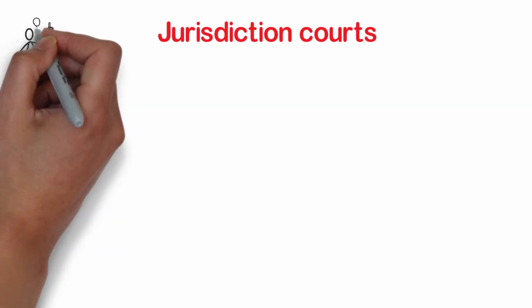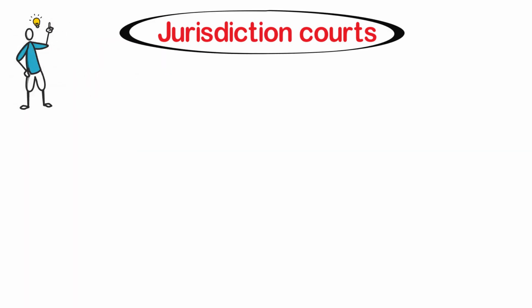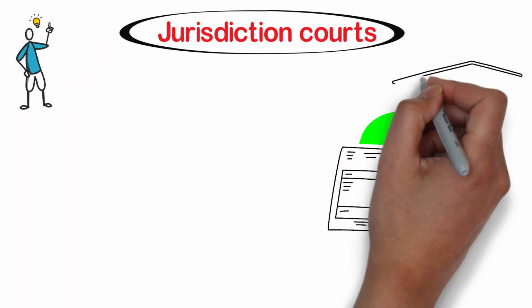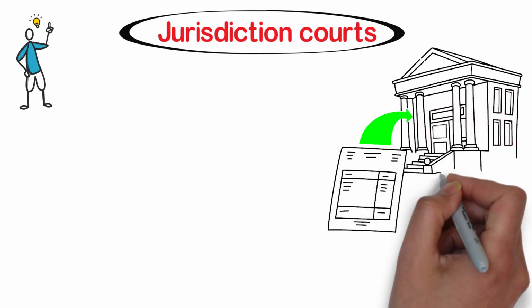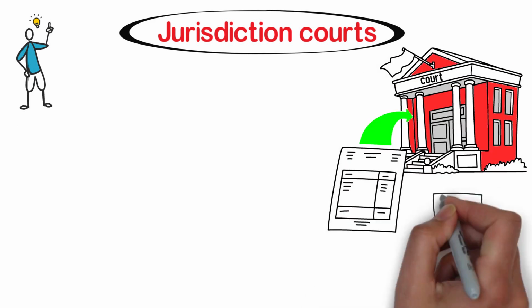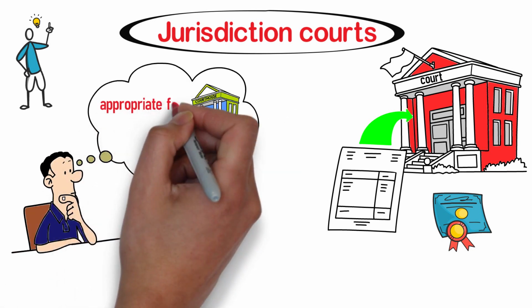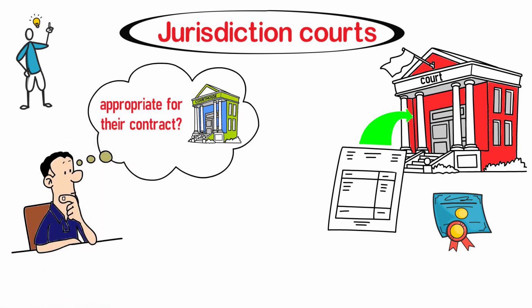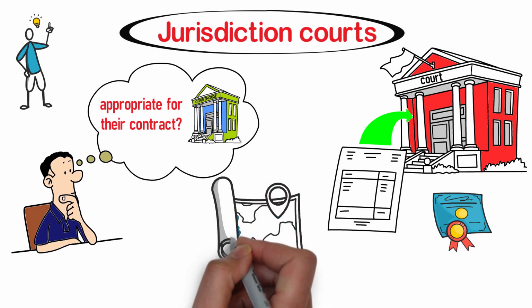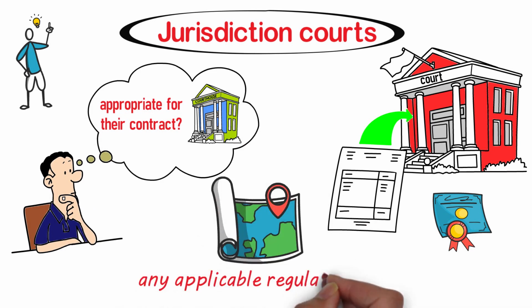Another important clause to consider is jurisdiction. A jurisdiction clause specifies which courts will have jurisdiction to hear any disputes that may arise under the contract. Parties should carefully consider which courts are most appropriate for their contract, taking into account factors such as the location of the parties and any applicable regulations.